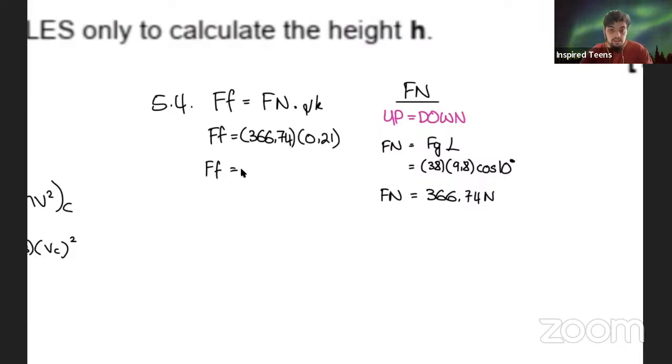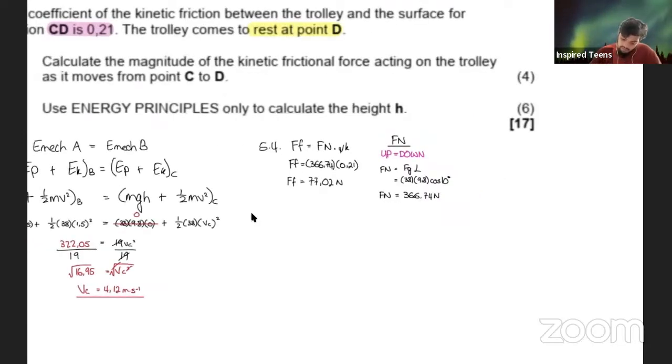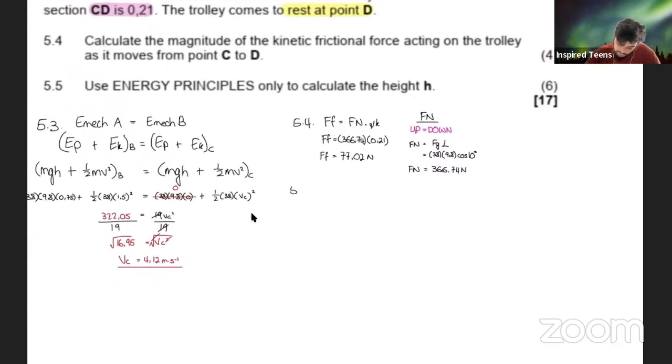Let's just do the calculation. 366.74 times 0.21. If there's anything wrong, please let me know. That gives 77.02 newtons. So that's how I got my friction.